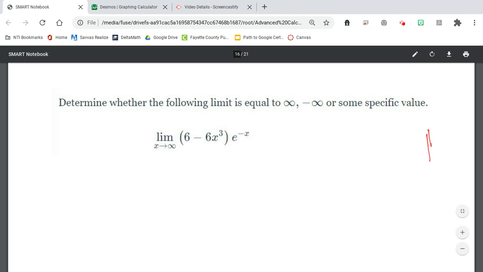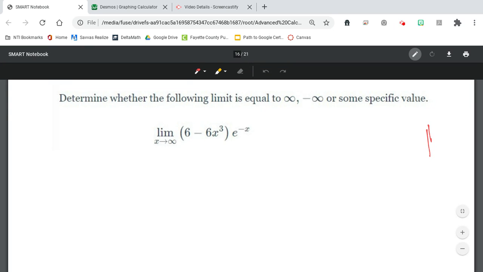Here we have another one where we have one of those instances with an e term in there. So this time we're going to determine whether the following limit is equal to infinity, negative infinity, or some specific value. And this time x is approaching positive infinity. So it's not a rational function. So I'm going to think of this as, first of all, I want to look at my most dominant term. It looks like the most dominant term here is e to the negative x.